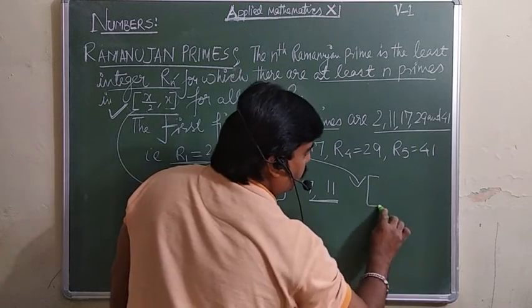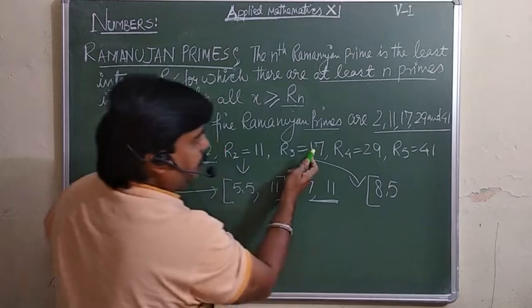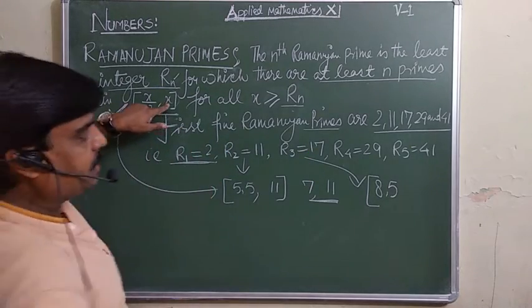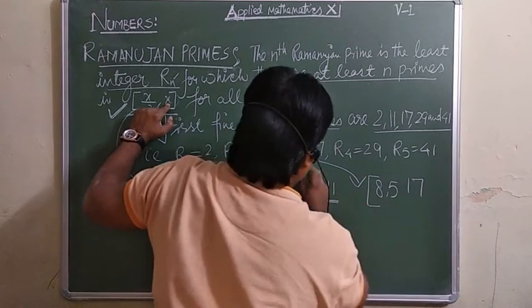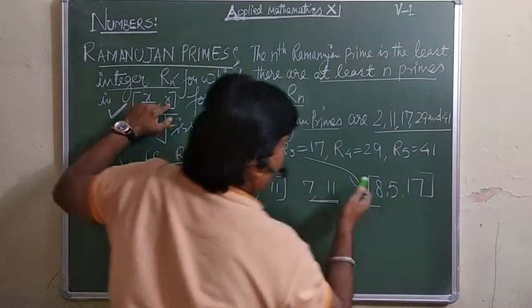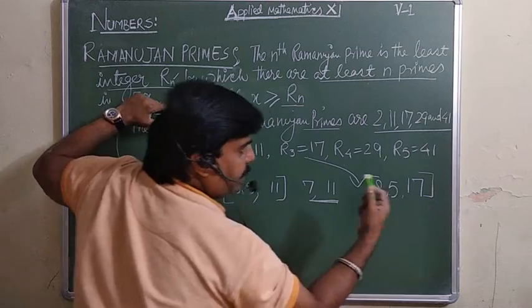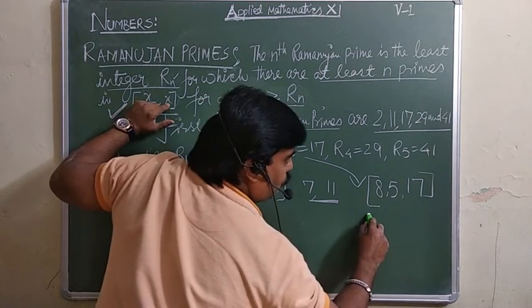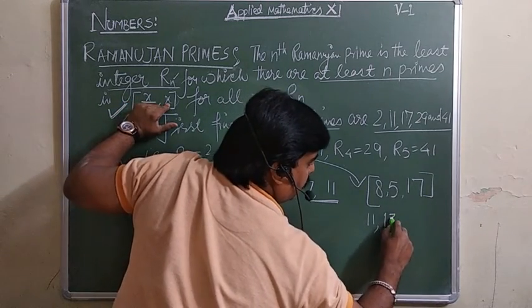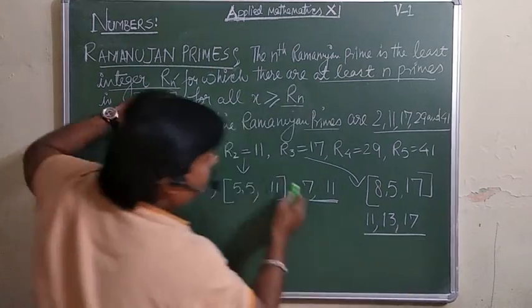R3, 17. 17 means 8.5, divided by 2, into x is 17 itself. So there should be 3 prime numbers. Now here, 8.5 is about 9, so first is your 11, then 13, then 17. So 3 are coming here.